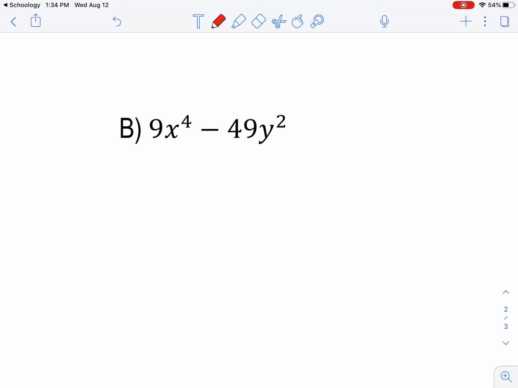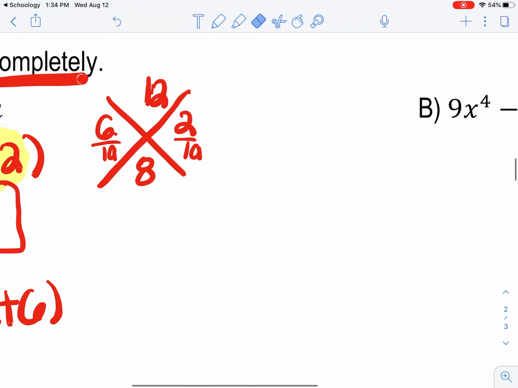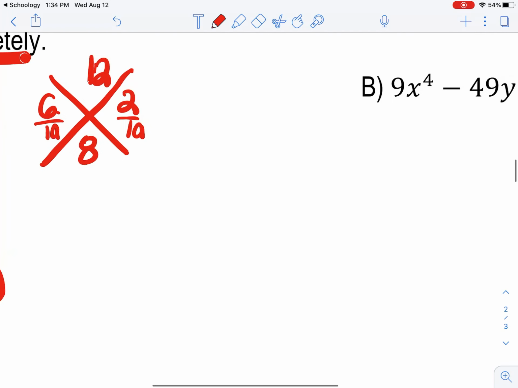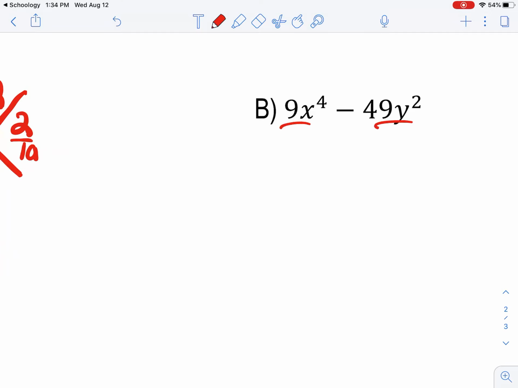Okay, next one. I need to factor this. First thing I need to look for is a GCF. Okay, so is there a greatest common factor? No, they have nothing. 9 and 49 have nothing in common, and these are all x's and these are all y's. So now, since it's 2 terms, right? This was 3 terms. 1, 2, 3. Since it's 2 terms, what you're going to do is you're going to check to see if it's a difference of squares. So you're asking yourself is this a perfect square? Yes. 9 is the same thing as 3 squared.